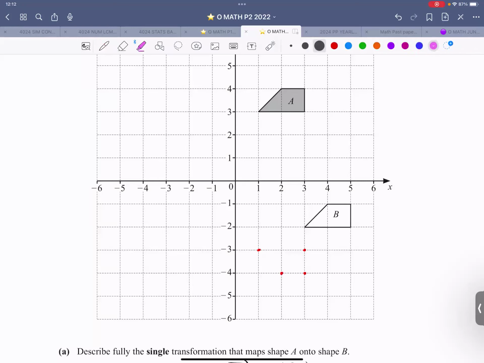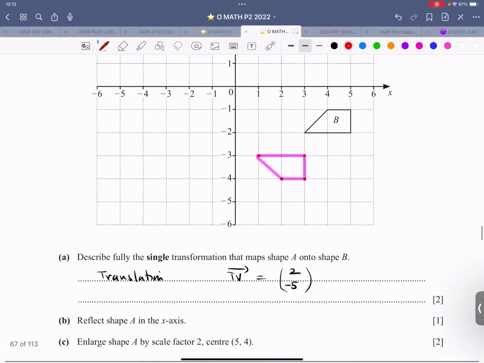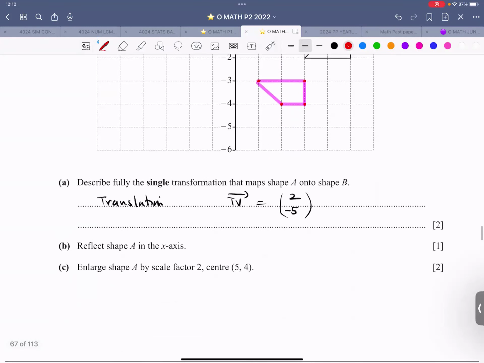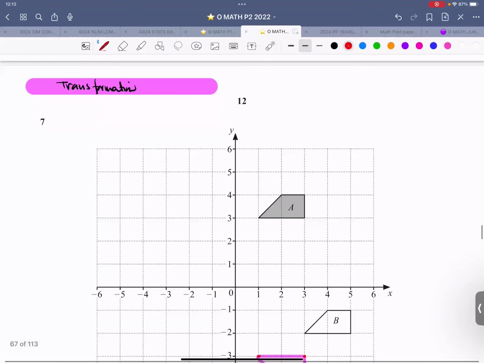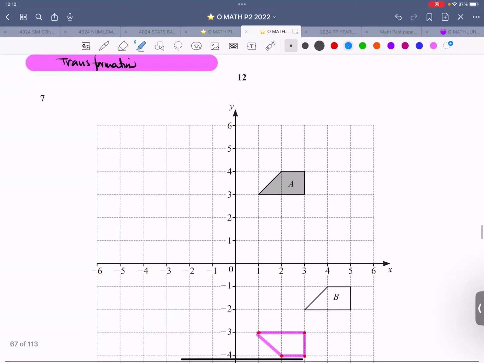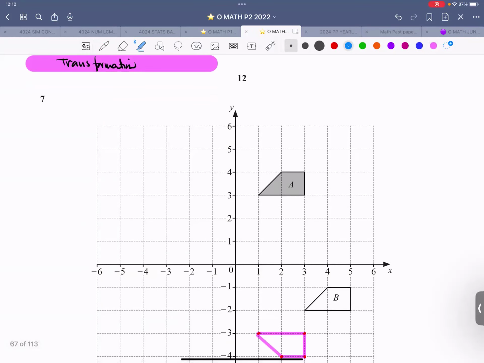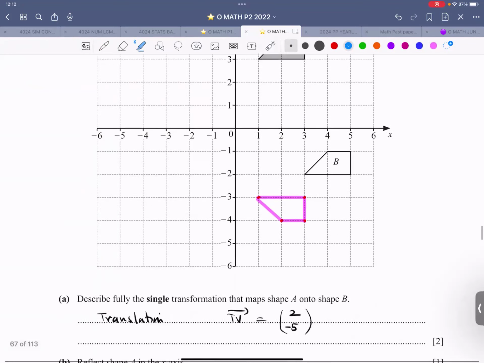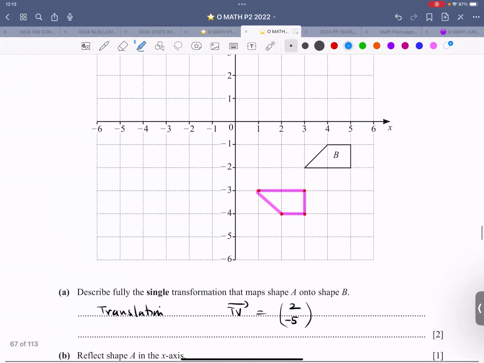So let me just join the shape. And this goes like this. Like this. And that's how this figure is drawn. Okay, so this is reflect shape A in the x-axis. There is no name. Enlarge shape A by a scale factor 2, center 5, 4. So now the center is 5, 4. And we want to enlarge shape A by a scale factor of 2.